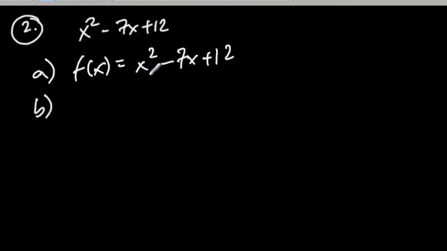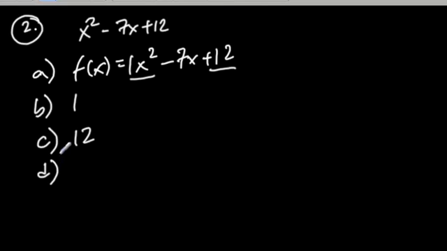B was to find the vertical stretch. The vertical stretch will be for the x squared term, so that's 1. C says find the y-intercept. That's going to be the constant term, so that's going to be 12. And that's the constant term right there.